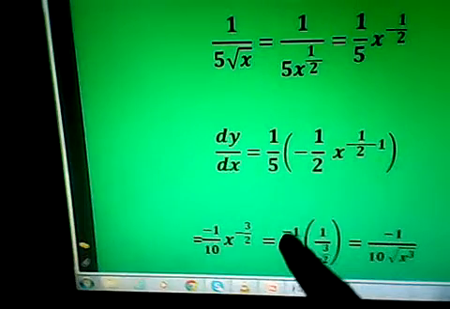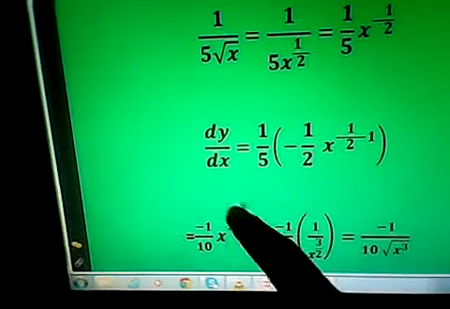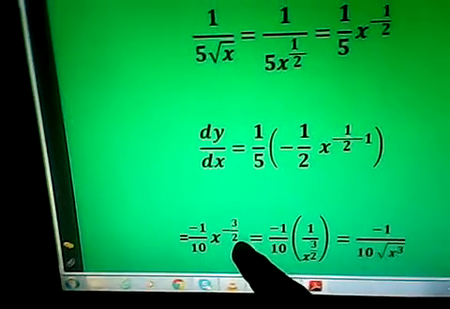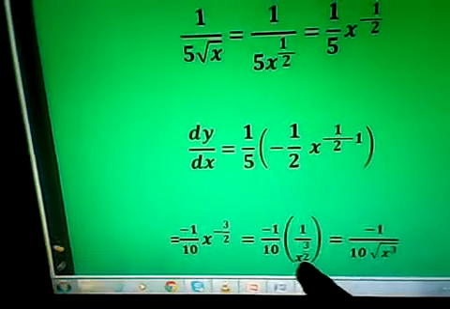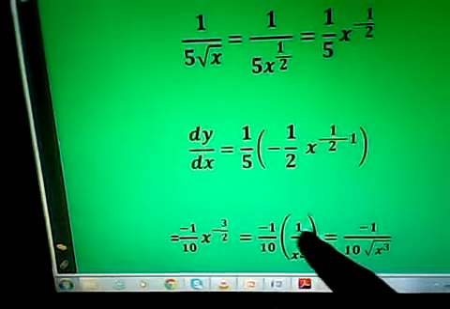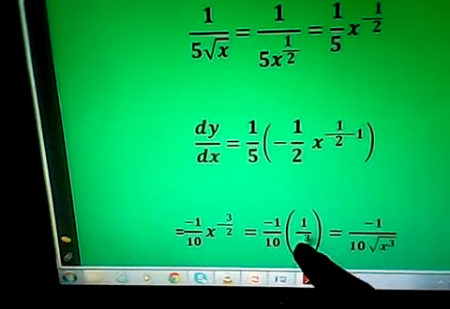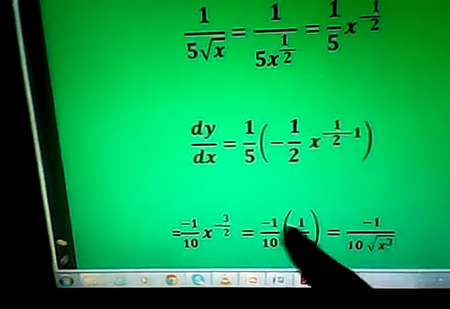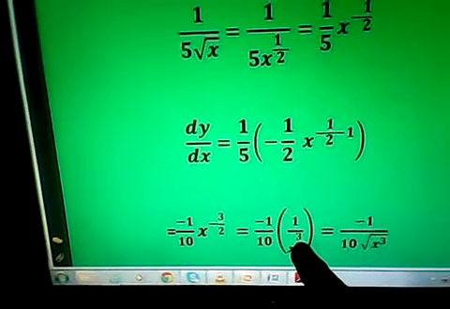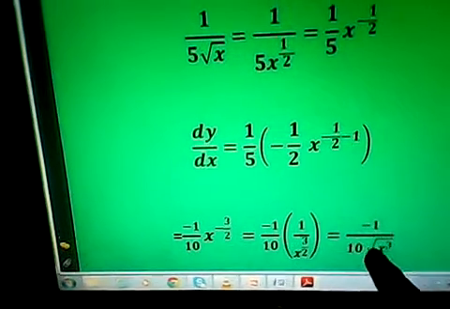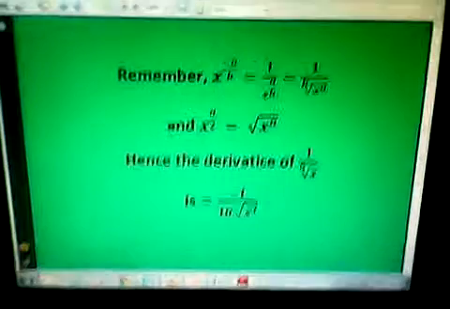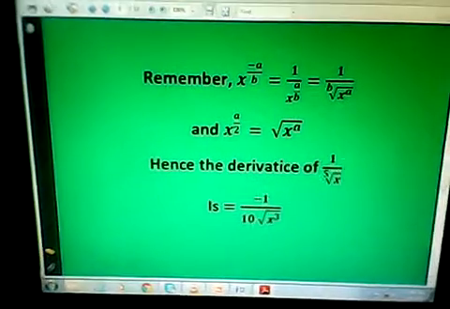Now we have minus 1 over 10. Change this x raised to the power minus 3 over 2 to a positive power. We have 1 over x raised to the power 3 over 2 in the bracket. We can also change this again to a radical, which becomes root x raised to the power 3. So that is minus 1 times 1, that's minus 1, over 10 times root x raised to the power 3, which becomes 10 x root x. That is indices at work. You can see how we apply indices at every stage.